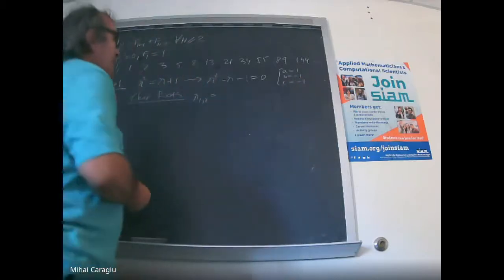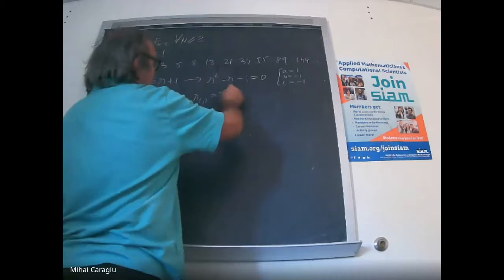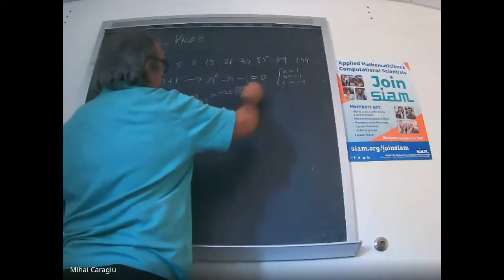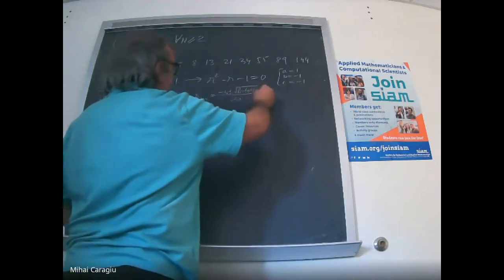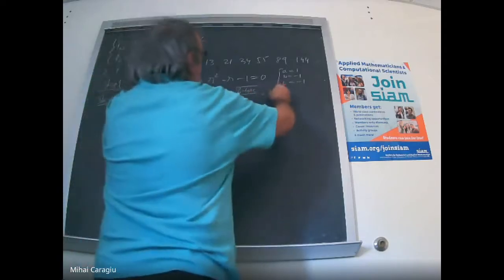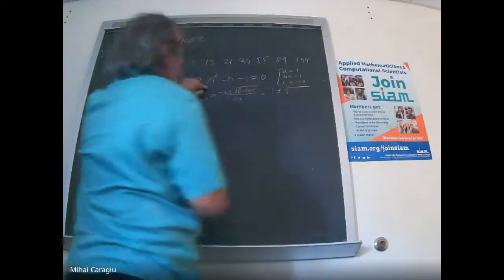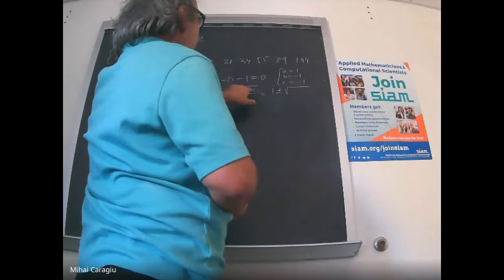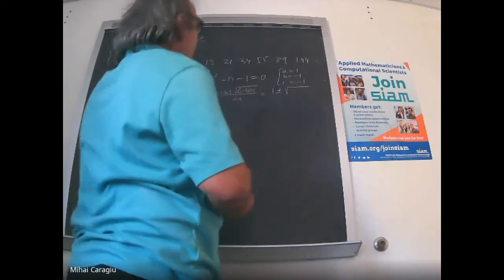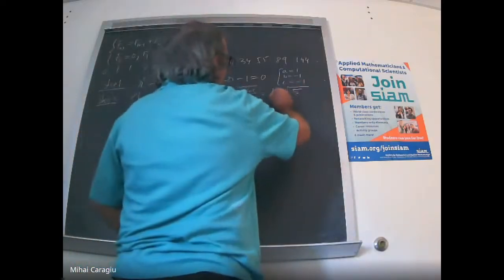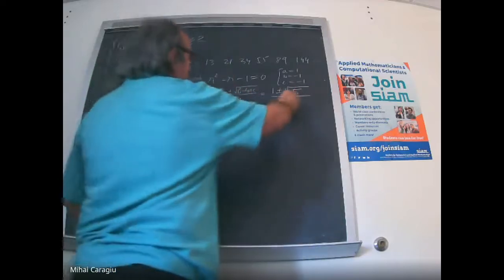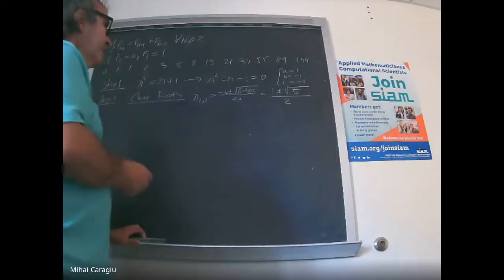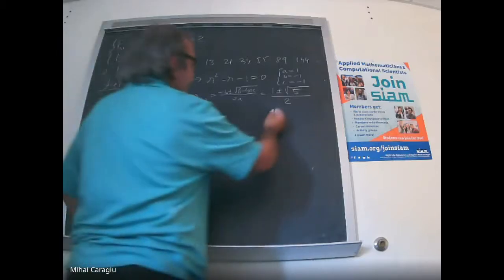So, what's the quadratic formula? Minus b plus or minus the square root of b squared minus 4ac, over 2a, which is, in this case, 1 plus or minus the square root of 1 minus 4 times 1 times minus 1. So 1 plus 4 will be 5. So 1 plus or minus the square root of 5 over 2: 1 plus square root 5 over 2 and 1 minus square root 5 over 2. Distinct.